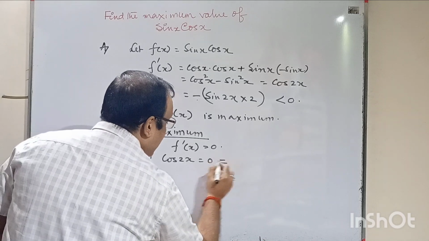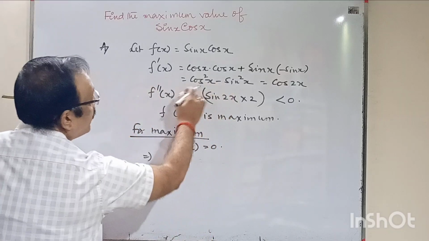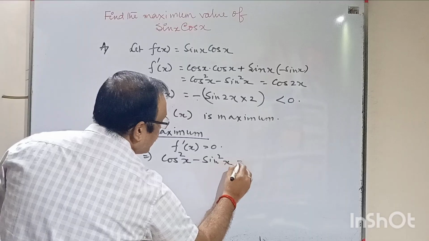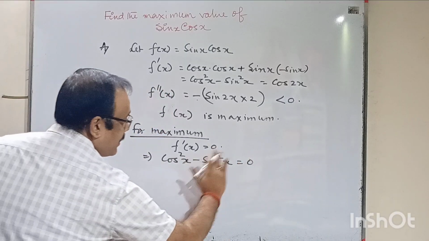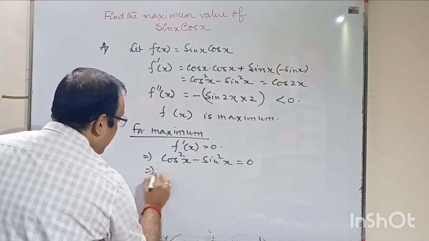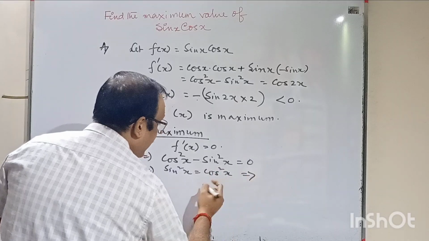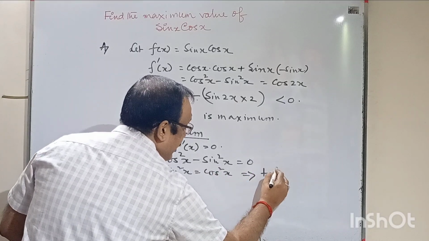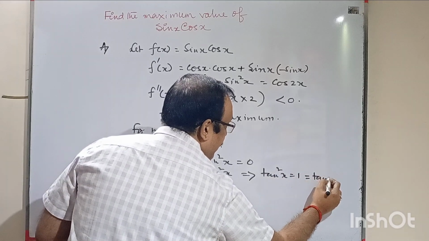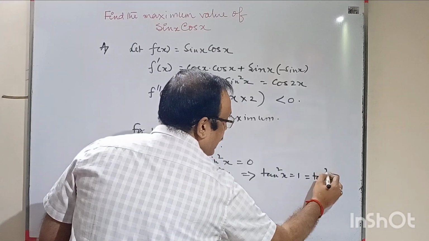Now for which angle is cos 0? We can go with cos 2x, or if you are facing problems, you can go with the initial expression, cos square x minus sin square x equals 0. Taking one term to the other side, cos square x is equal to sin square x. Dividing by cos square x, we get tan square x equals 1. And for which value is tan 1? Tan pi by 4. So tan square x is equal to tan square pi by 4.